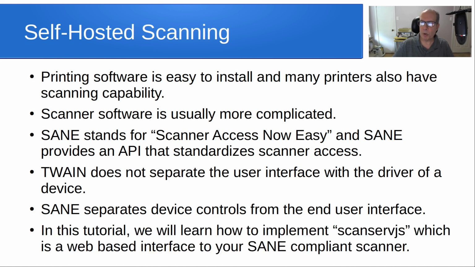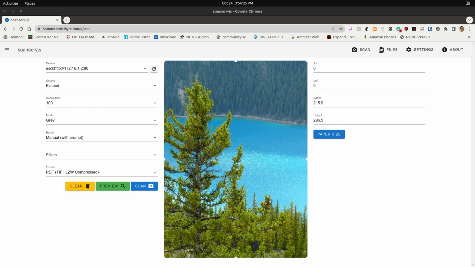In this tutorial, we're going to learn how to implement an application called ScanServe.js, which is a web-based interface to your SANE compliant scanner. So let's take a quick look at ScanServe.js, and here's the GUI that I have displayed in the Google Chrome web browser at the moment. Here I have a drop-down that'll give me my various scanners, and right now I only have one scanner configured on the system. And you have a source here, which could be flatbed. I'm not sure what other sources they could have.